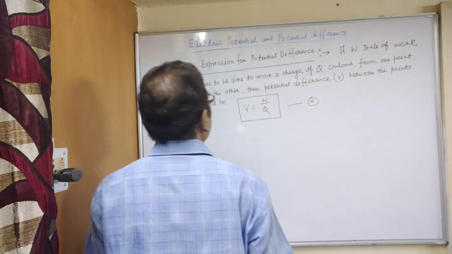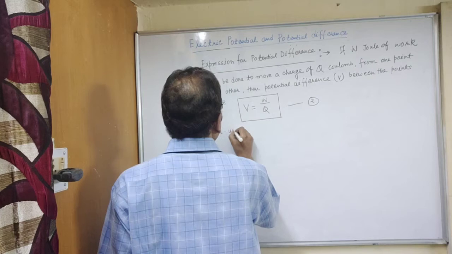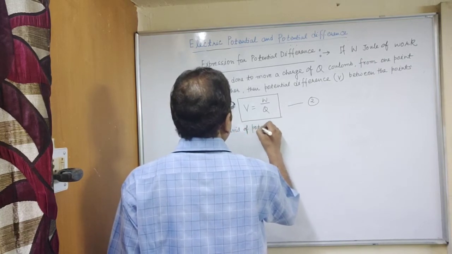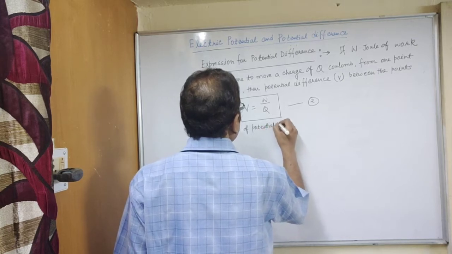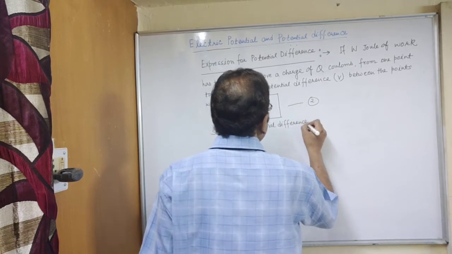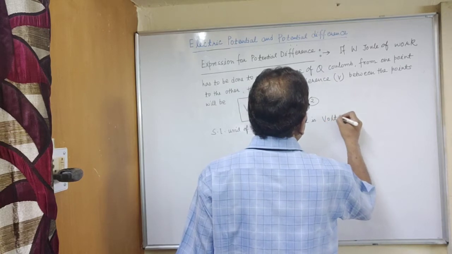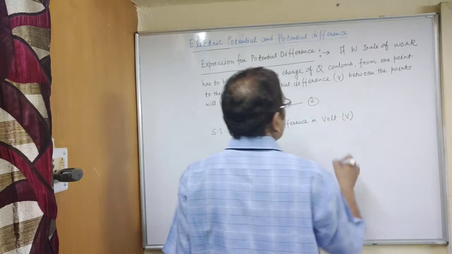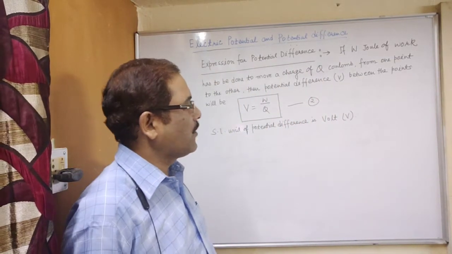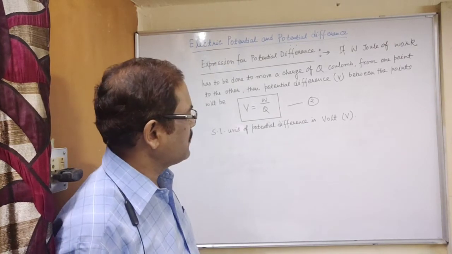Now, SI unit of potential difference is volt, and symbolically we write capital V for volt, since the unit is based on the name of a scientist.